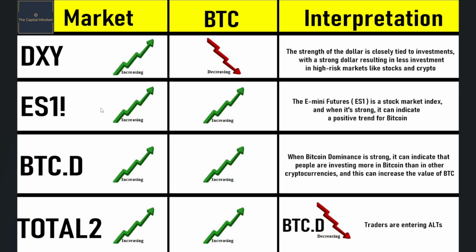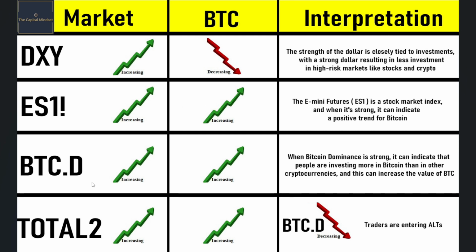Now, when the ES1!, this is the E-mini futures, this is the stock market index. And when this is strong, it indicates a positive trend for Bitcoin. And normally, when this goes up and also Bitcoin goes up, this is really strong. This is saying there's both a positive trend in the stock market and also Bitcoin. And normally Bitcoin follows the ES1!. Now, there are some times where there's some deviation where this will go up and this will come down, and then it'll go sideways before it follows ES1! again.